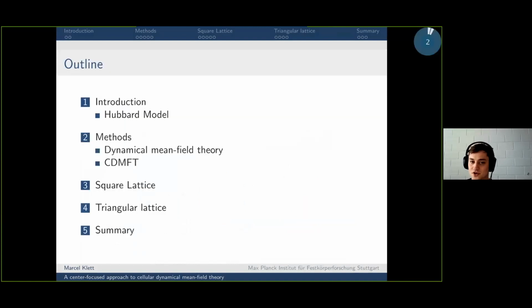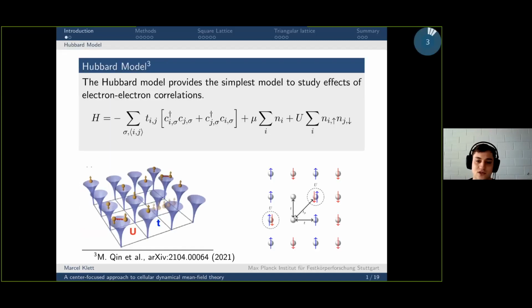And for a short outline, I want to very briefly introduce or reintroduce the Hubbard model. Then I want to go through the methods I'm using here, so DMFT and this real space extension, which is called CDMFT. And then I will present results of the CDMFT method on the two-dimensional square lattice, as well as the two-dimensional triangular lattice.